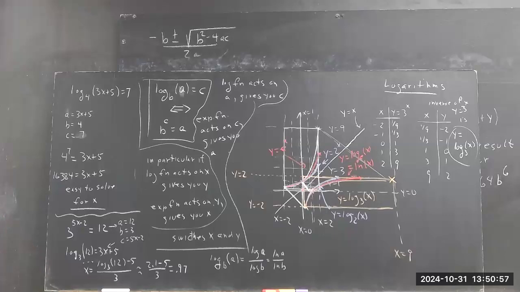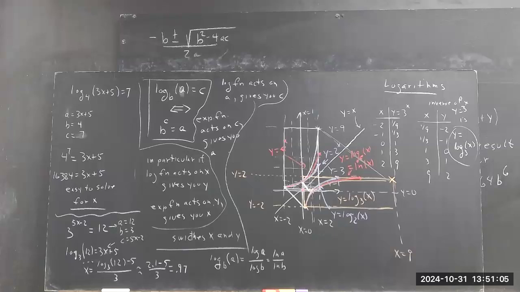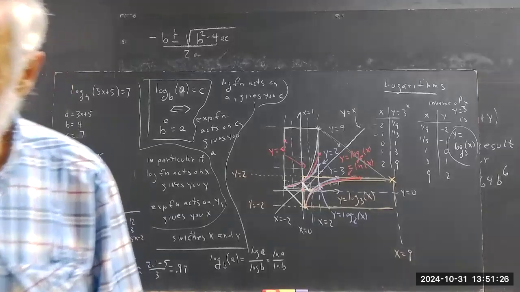Last thing, keep writing log base 3 of 12. Don't punch that into the calculator and write out a big long number here. Keep it as log base 3 of 12 until you find an expression for x. Then start putting things in your calculator. Okay? It's neater, it's less aggravating, and it's less vulnerable to writing down the numbers wrong. Okay? Less prone to error.